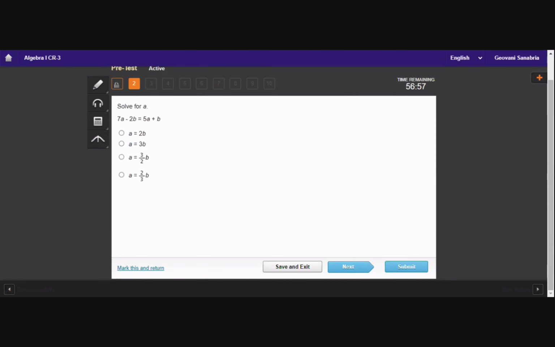So like subtract 5a because it's a positive 5a on the right side of the equal sign. So subtract 5a from that so that it cancels out, and then subtract 5a from the 7a, and that way your a's are on the left side.